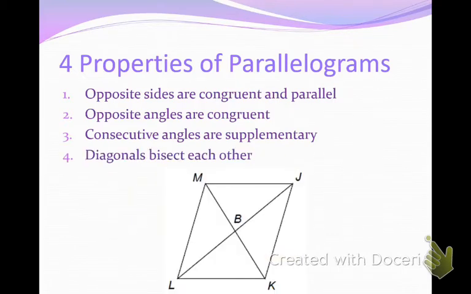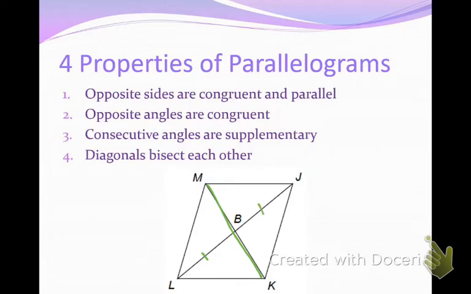Number 4. Diagonals bisect each other. So that means the diagonals, like this one, LJ, it cuts the other diagonal in half. So it means MB is congruent to BK. So if MB was 5, what's the measure of BK? 5. And what would the measure of the whole line be? 10. All right, and the same thing with the other diagonal. This diagonal of MK cuts this line in half.